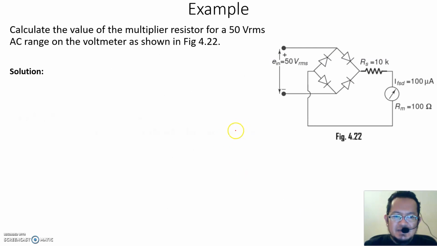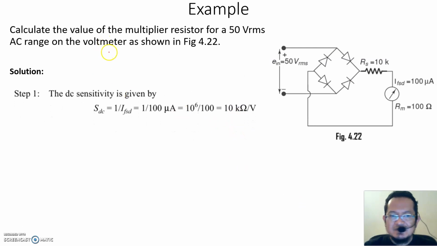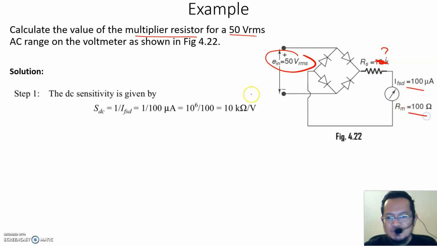And then in this next example, the question also asks you to calculate the multiplier resistor for a different value of RMS voltage, 50 volt. Rs is unknown yet, this is what you want to calculate. The full scale deflection current is given as 100 microamp and the internal meter resistance is 100 ohm. So we can use this method.